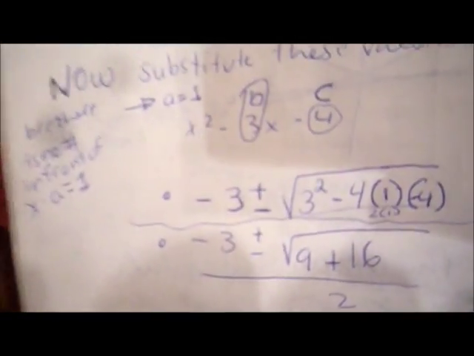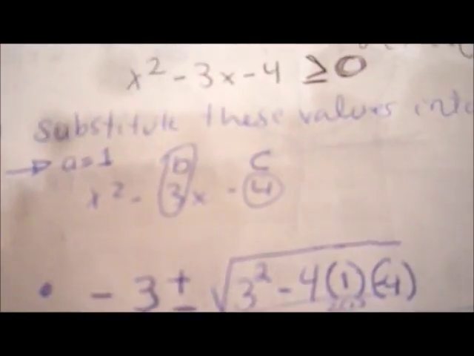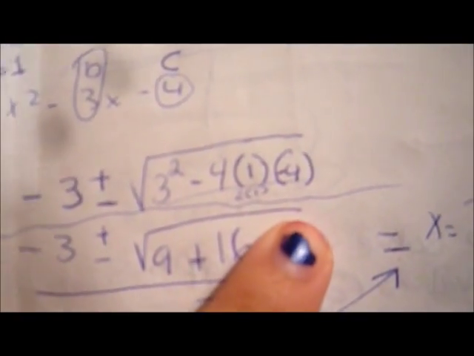Alright? Now you substitute these values into the formula. Okay, a equals 1, b equals negative 3, and c equals negative 4. And it'll look like this. Negative negative 3 plus or minus radical 3 squared minus 4 times 1 times negative 4. Alright? And then 3 plus or minus radical 9 plus 16 over 2. Alright, this will give you the following answer. x equals 3 plus or minus 5 over 2.